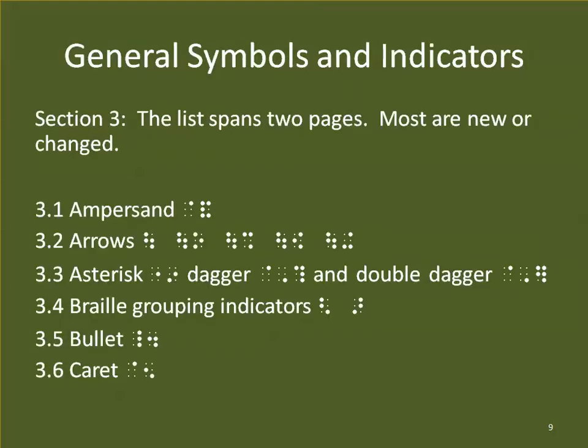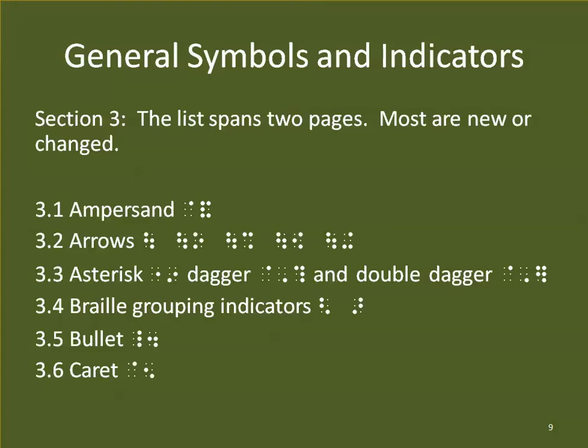Okay, moving on to the symbols then, we have a whole list of general symbols and indicators. This is all in section 3, and the list spans 2 whole print pages. Most of these symbols are new or changed, although some are the same. So let's just do a quick rundown of the symbols, and then we'll talk about each of these a little bit more in depth later on.